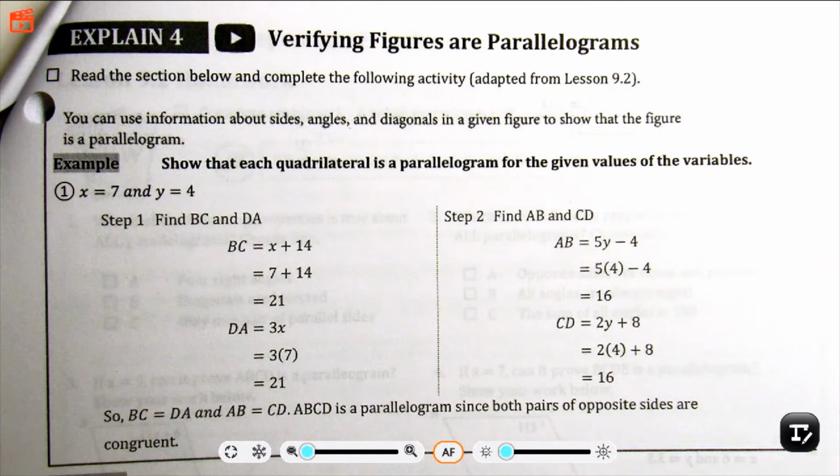So to wrap this problem up, the measure of angle F is equal to the measure of angle H, and the measure of angle E is equal to the measure of angle G. So EFGH is a parallelogram.